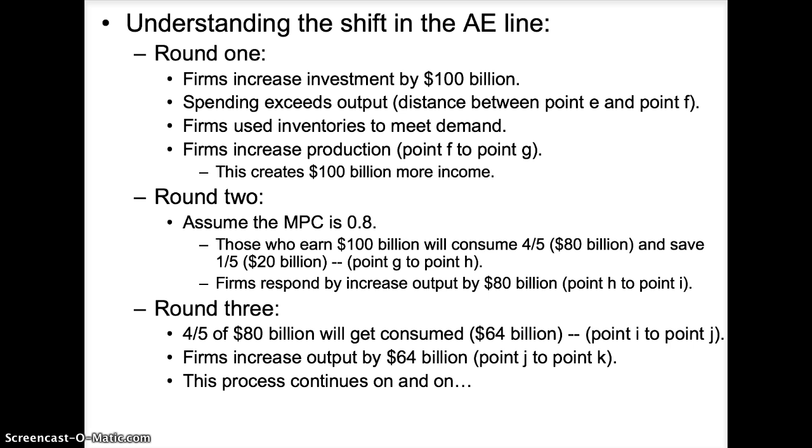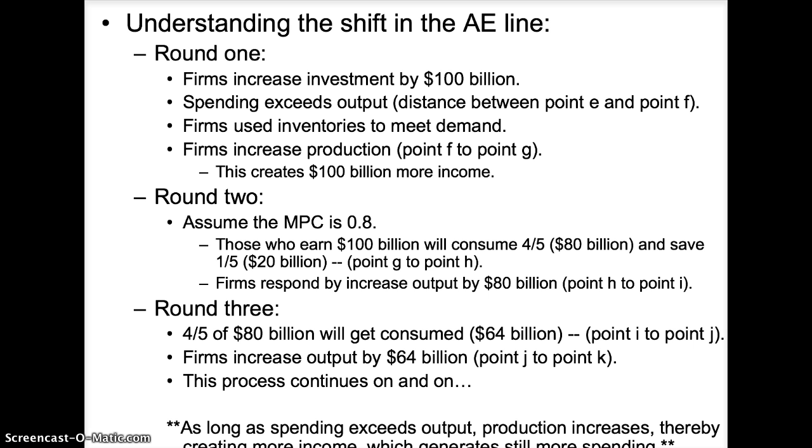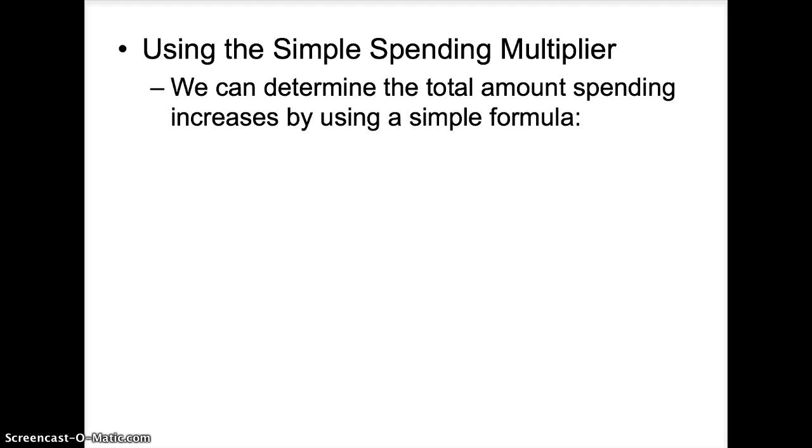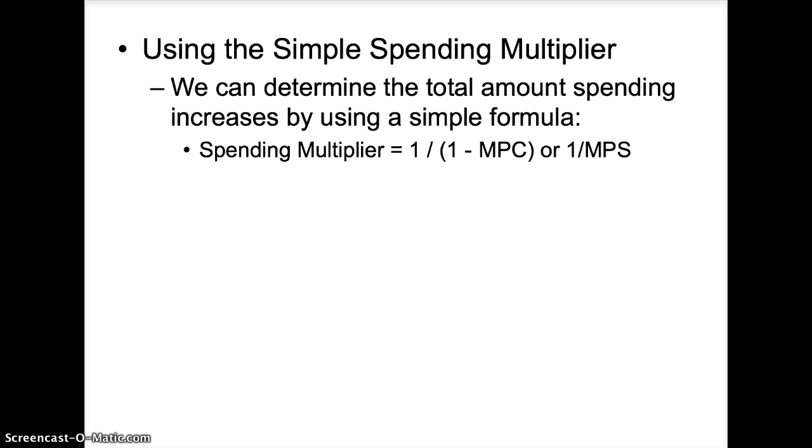This process continues on and on. As long as spending is greater than output, production will increase, thereby creating more income, which will generate even more spending. We can use a simple spending multiplier to determine the total amount spending will increase by. The spending multiplier equals 1 divided by 1 minus MPC, or 1 divided by MPS.